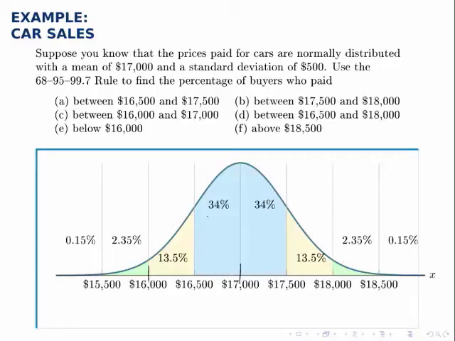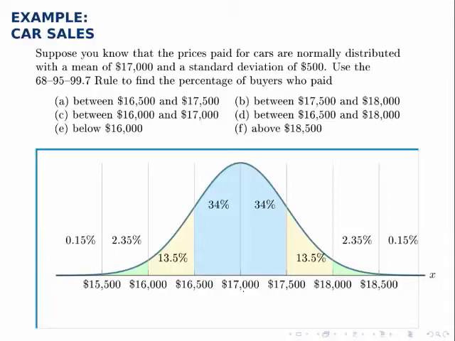For part C, we look between $16,000 and $17,000, and there's 2 blocks there. Adding them up, we get 47.5%. For part D, we're looking between $16,500 and $18,000, and adding up those 3 blocks, we get 81.5%. So 81.5% of people paid somewhere between $16,500 and $18,000 for their car.